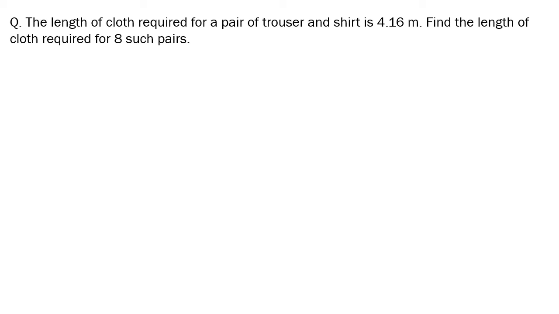Next question is, the length of cloth required for a pair of trouser and shirt is 4.16 meter. So for one pair of trouser and shirt, 4.16 meter cloth is required. We have to find the length of cloth required for 8 such pairs. So the length required for 8 such pairs will be the product of 4.16 meter and 8.